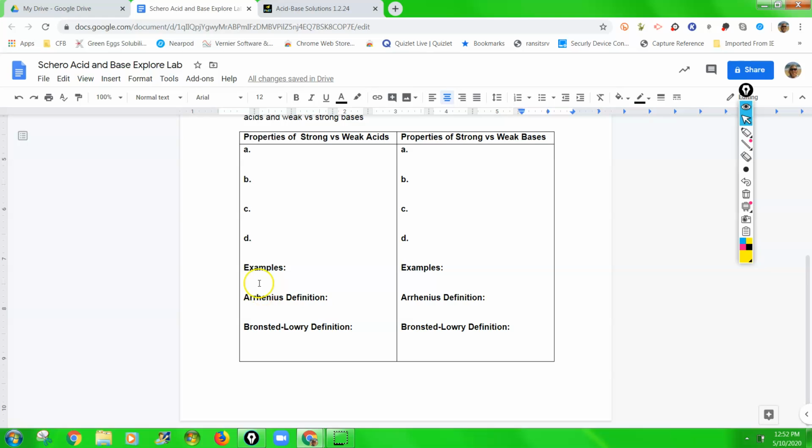You might need to look up some examples online. What is a common strong acid? What is a common weak acid? And then what was the Arrhenius definition from our presentation? And what was our Bronsted-Lowry definition from our presentation?